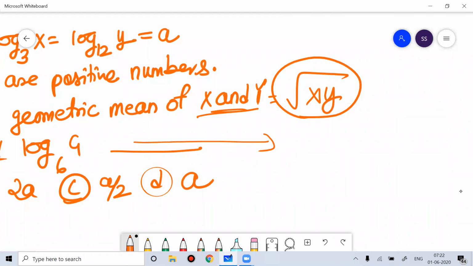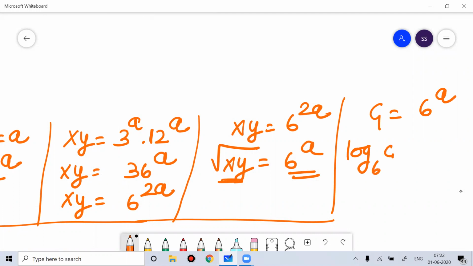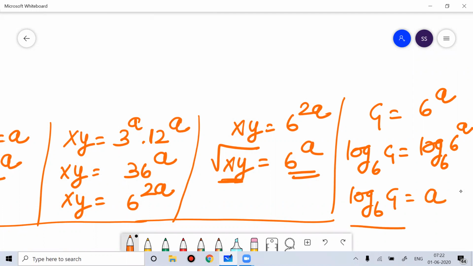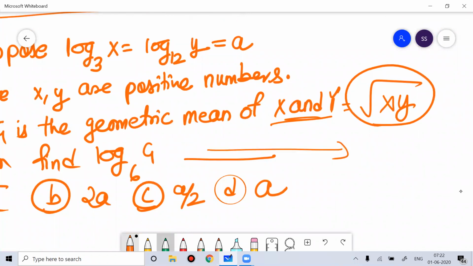So the value root of xy is G. The value of G is 6 to the power a, and if you take log base 6, you get log base 6 of 6 to the power a. Ultimately, log base 6 of G is equal to a. This is what you have to determine. Simple question. So the answer for this would be a, which is option number D.